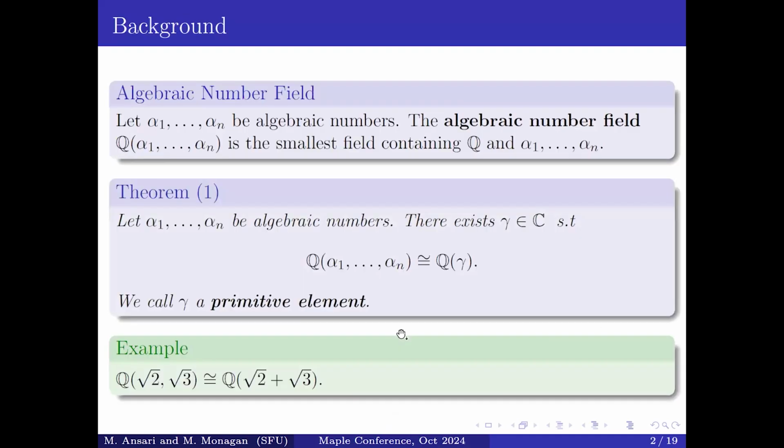Before exploring the algorithms, I would like to give you a brief overview of algebraic number fields and some essential background information. Let alpha 1 to alpha n be algebraic numbers. Then the algebraic number field Q adjoin alpha 1 to alpha n is the smallest field containing Q and alpha 1 to alpha n. Here we have a very important theorem which indicates that if alpha 1 to alpha n are algebraic numbers, then there exists another algebraic number gamma such that Q adjoin alpha 1 to alpha n is isomorphic to Q adjoin gamma. We call gamma a primitive element. For instance, in this example, the square root of 2 plus the square root of 3 is a primitive element for the field Q adjoin the square root of 2 and the square root of 3.